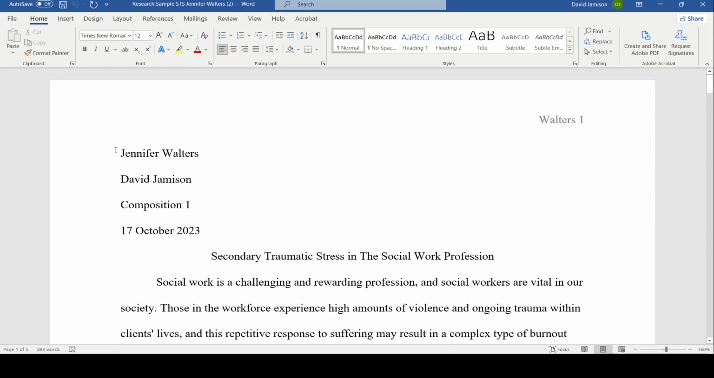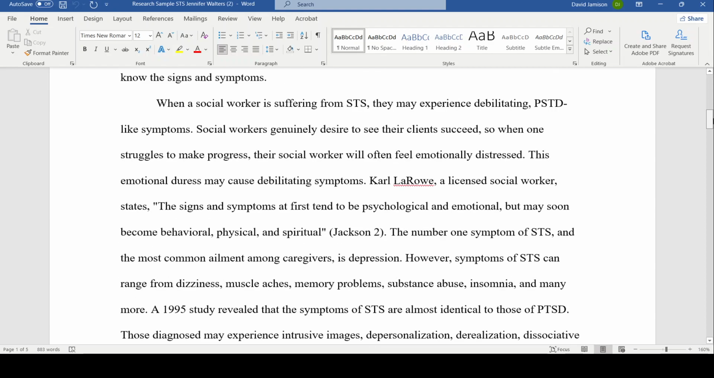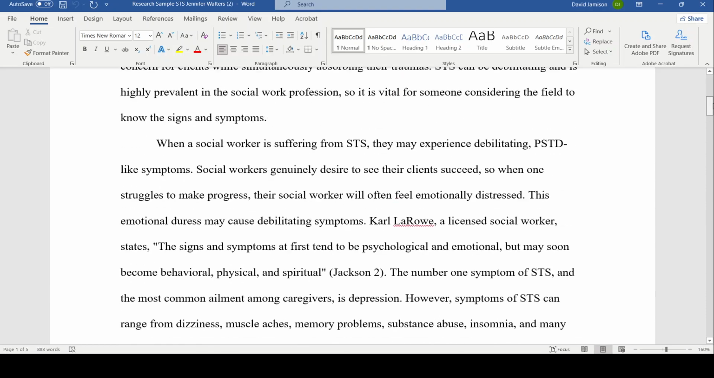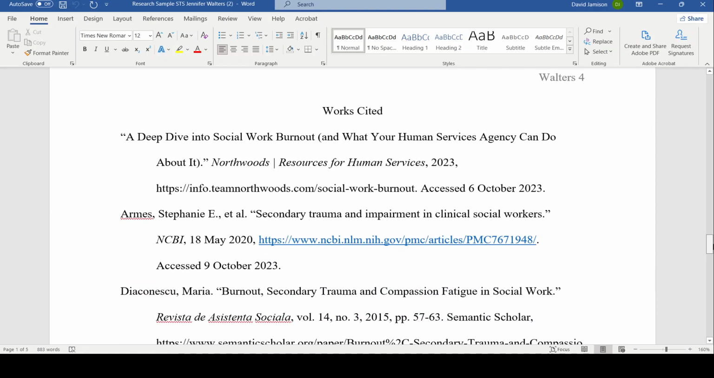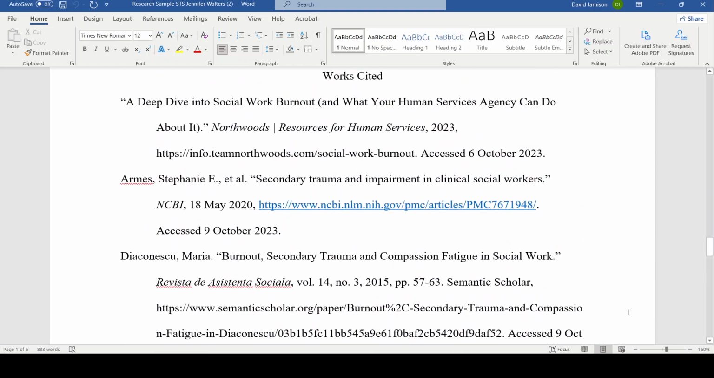You should have a heading that looks like this one: your name, my name, the class, and the date. And up at the top right, you should have your last name and the page number on every page. Every paragraph needs to be indented. And then your works cited page should be here at the end. Let's go back to the other one.